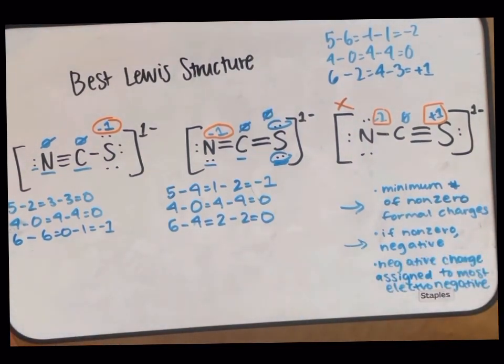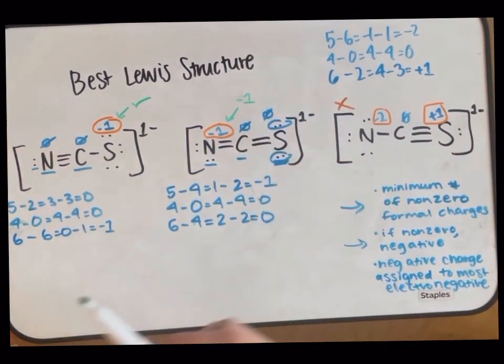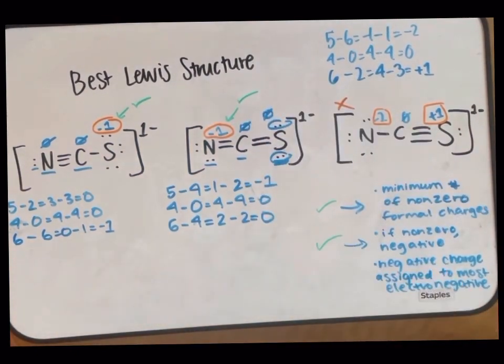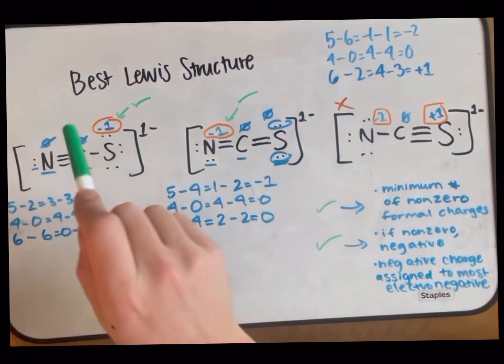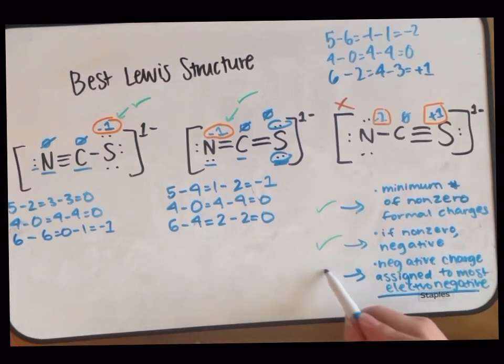And if it is non-zero, we're going to look for negative. So the first one has a negative non-zero, and the second one also has a negative non-zero. And the third does not, so it also proves why it's not the right answer. But now what do we do? Because there's 2 that are fitting both the recommendations.